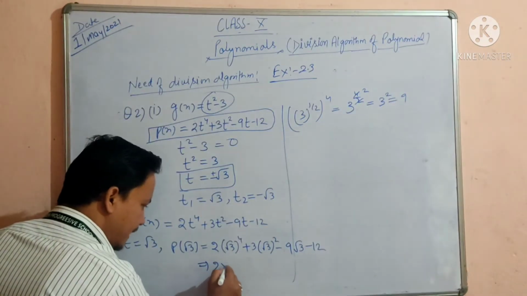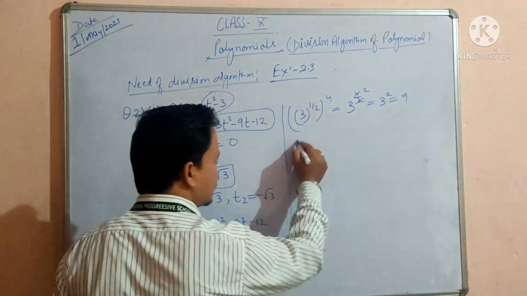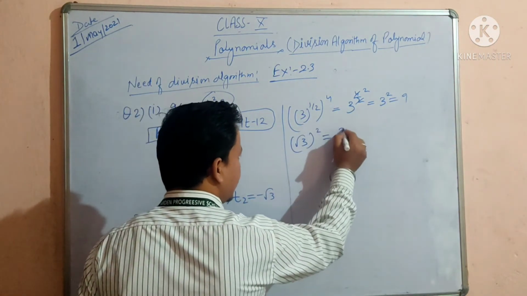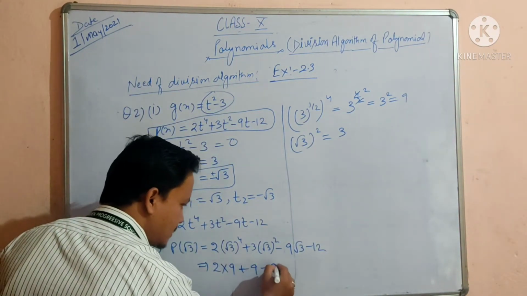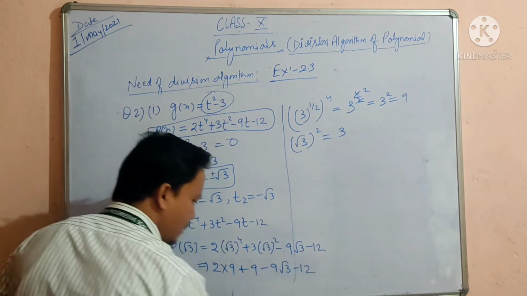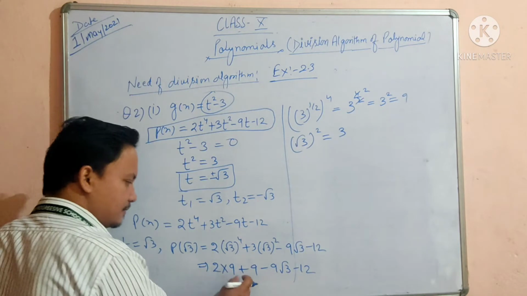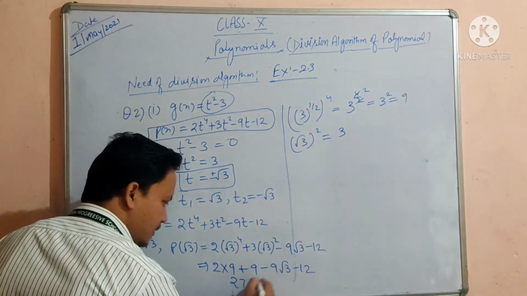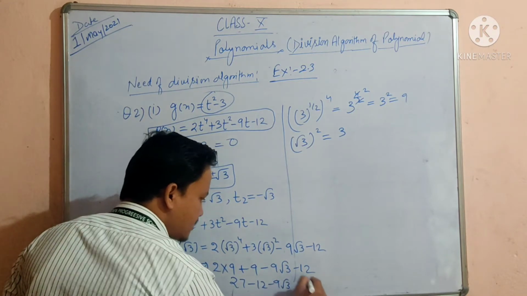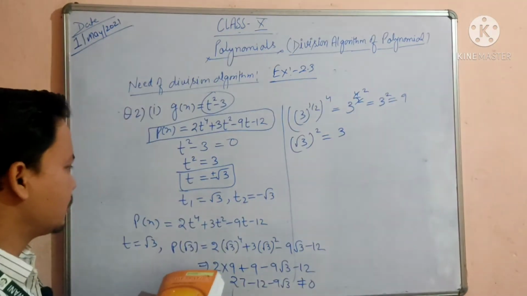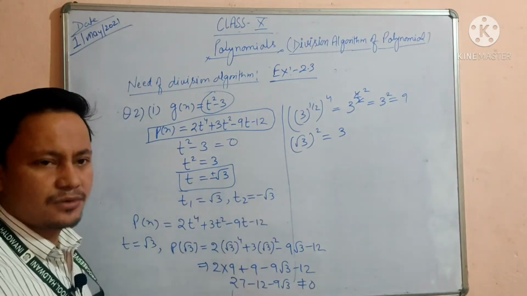So this will give you 9 plus root 3 square. Root 3 square will be 3. So 3 times 3 is again 9, and minus 9 root 3 minus 12. Now you can easily check here, 9 times 2 is 18, 18 plus 9 is 27, 27 minus 12 minus 9 root 3. So this is not giving us 0. On putting the value root 3, we are not getting 0. So t is equal to root 3 is not a factor.